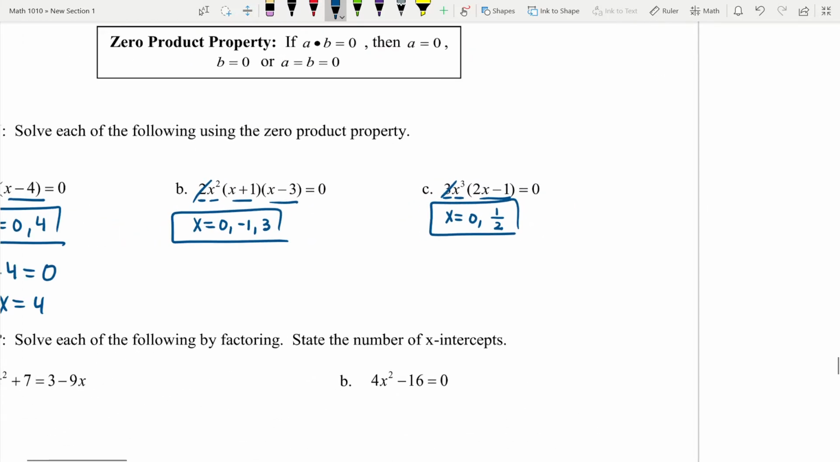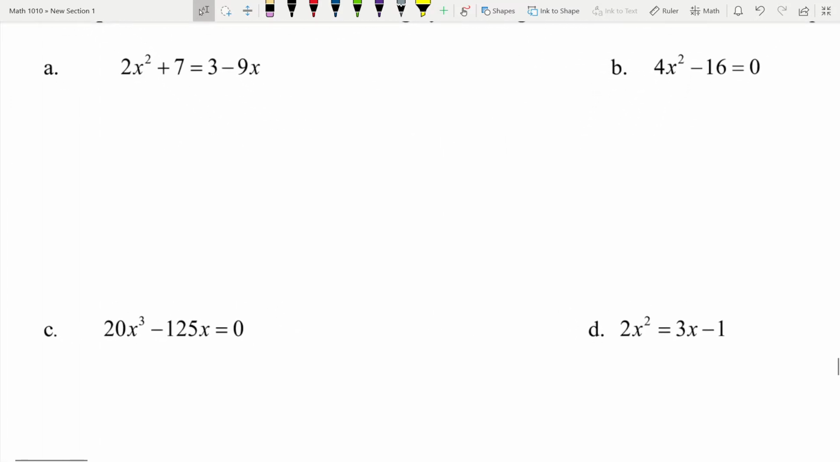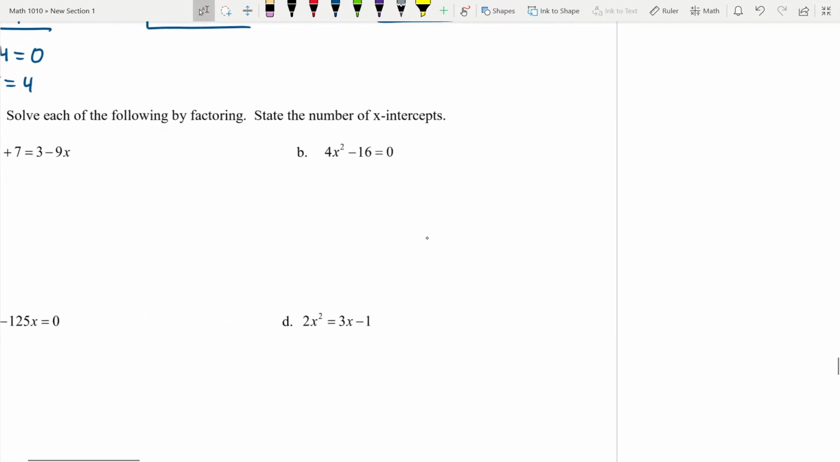Okay? All right. Now, we're going to do this guy. Okay, I'm going to give you a set of steps. Very simple. Step number 1, get a 0 on the right-hand side. Set it equal to 0. Step number 2, factor. Step number 3, solve. That's all you have to do.